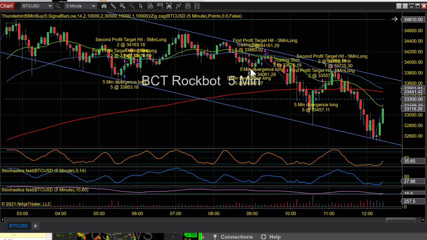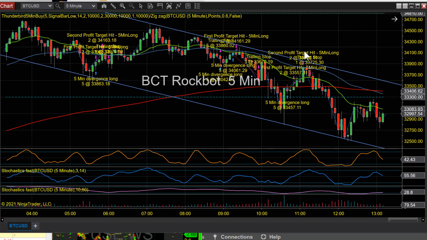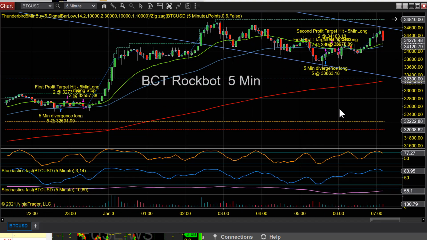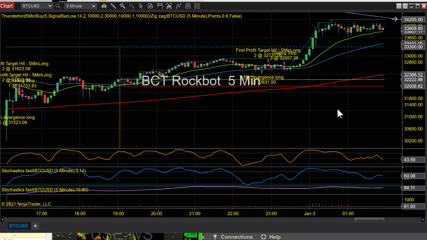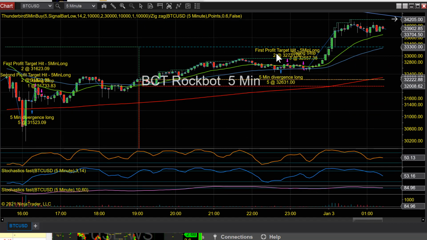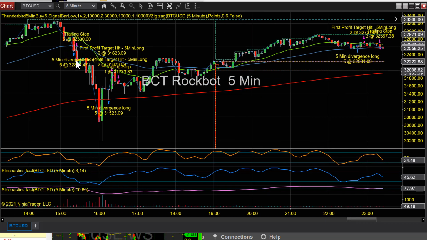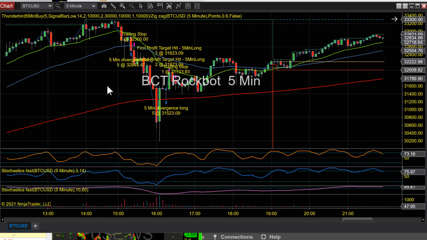Same thing here. 5 minute divergence came in. First profit was hit, and then trailing stop came in. 5 minute long here, hit first target, second target, and then trailing stop. So these are really just eyeballing it, because I really haven't run this on Bitcoin at all. Here's one. Most of everything I'm seeing is the first profit has been hit. It really is looking pretty good. First profit hit, trailing stop. First profit hit. Maybe this one right here dropped off really aggressively there.